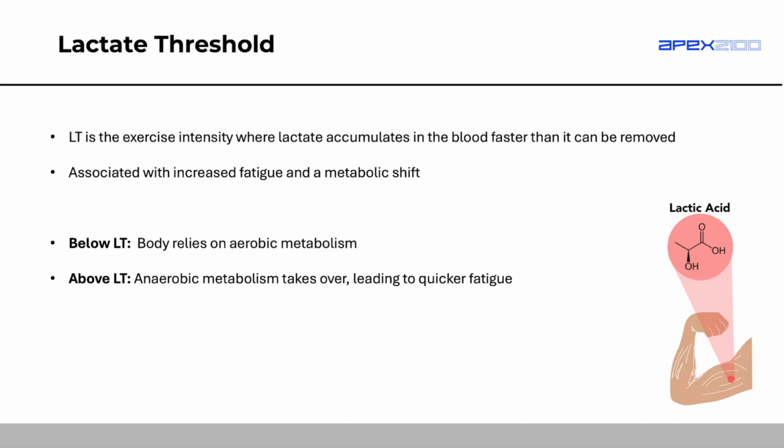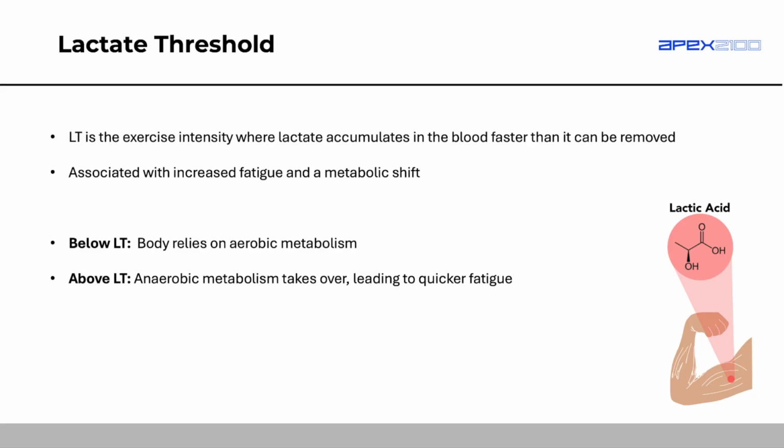So lactate threshold refers to the exercise intensity where lactate starts to accumulate in the bloodstream faster than it can be removed. And this point, this threshold, is often associated with a significant increase in fatigue and a shift in the body's metabolism. So if we can identify our lactate threshold, which we'll see on the next slide, if we are working below our lactate threshold, the body is using aerobic metabolism, which is more efficient and sustainable. We're able to do it for a longer period of time.